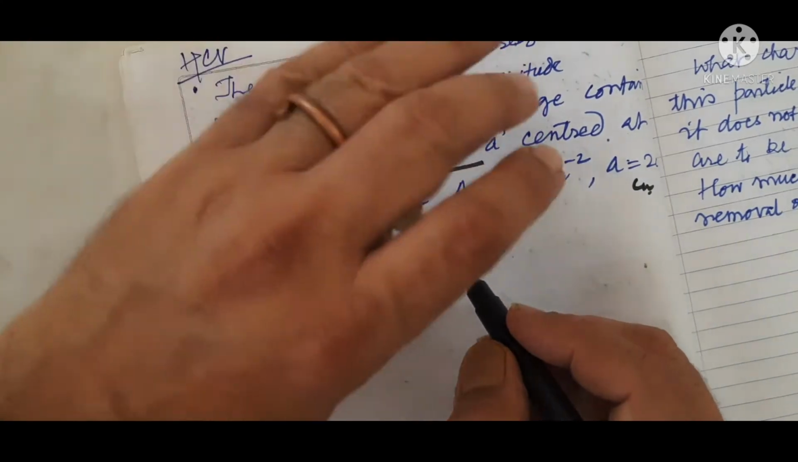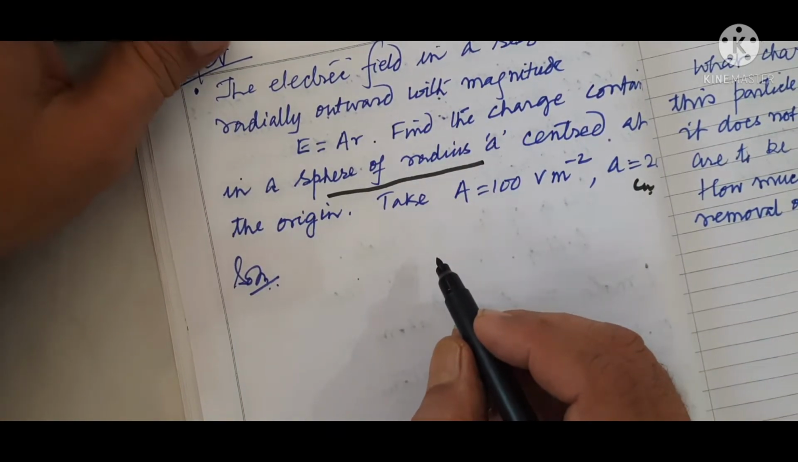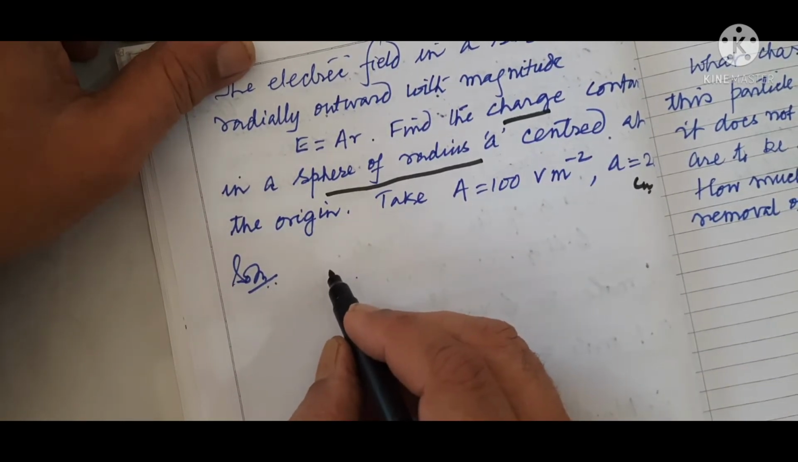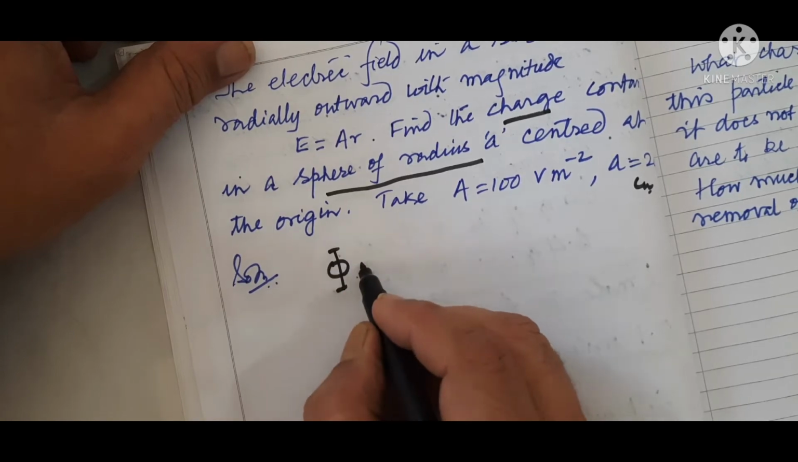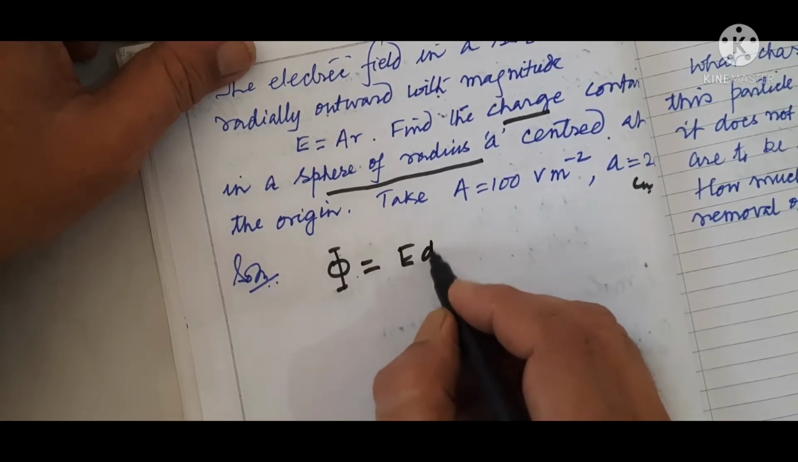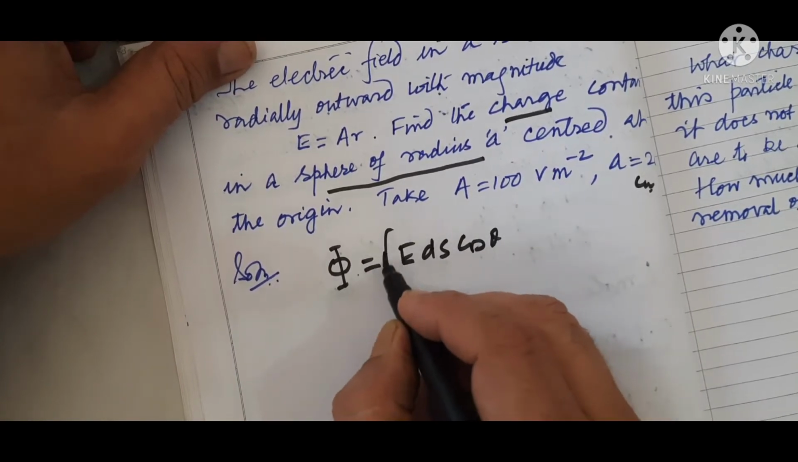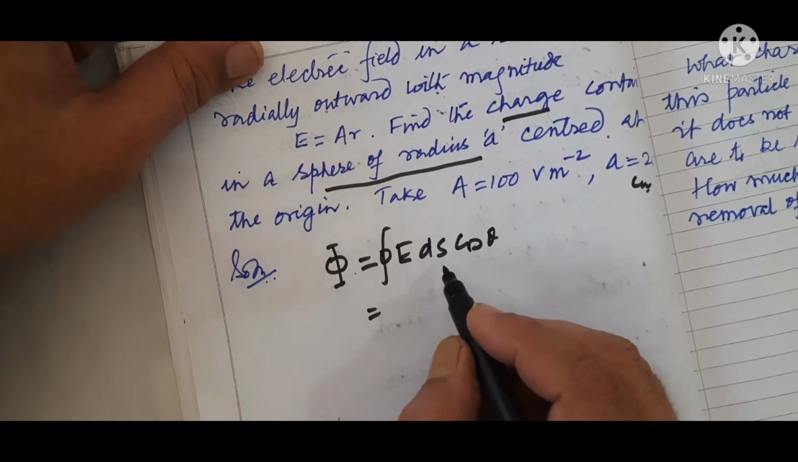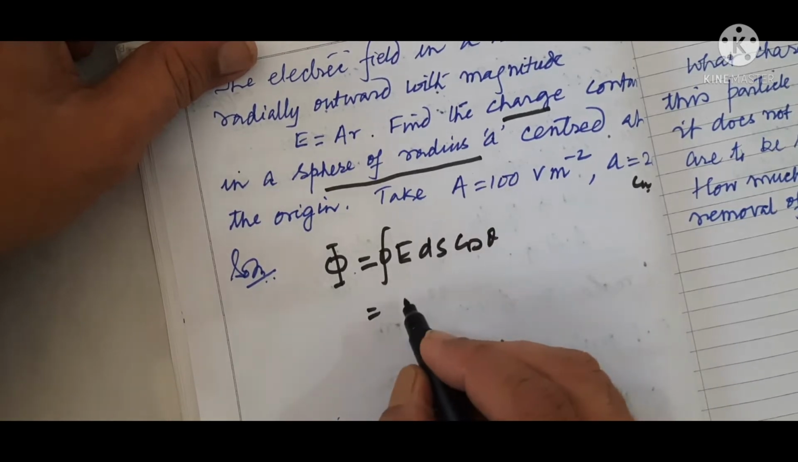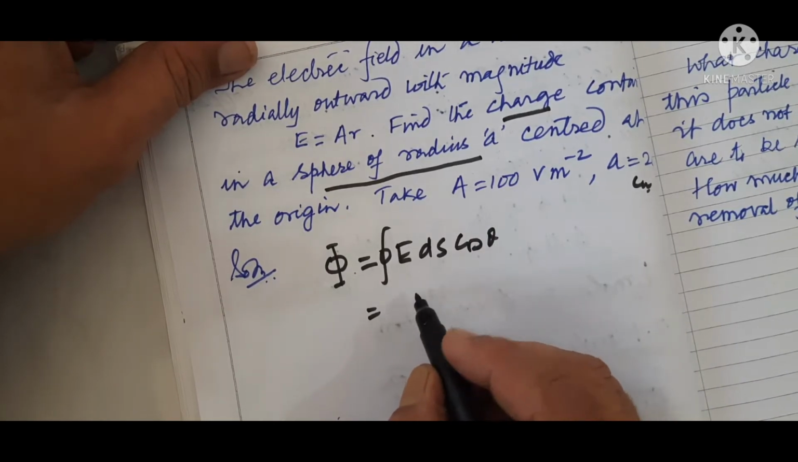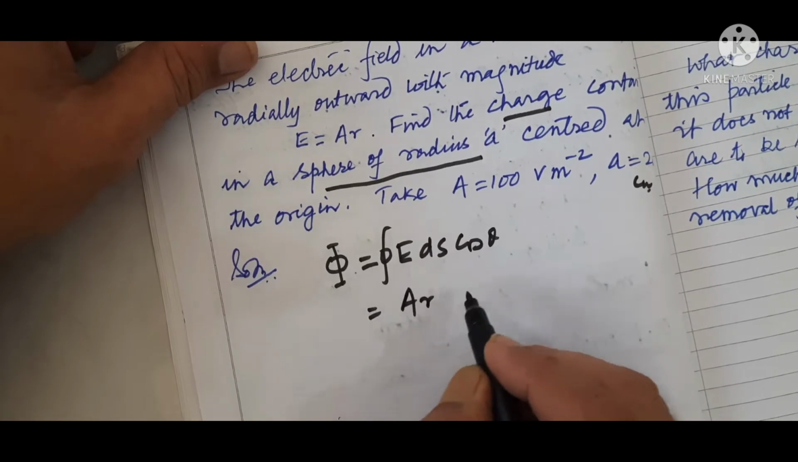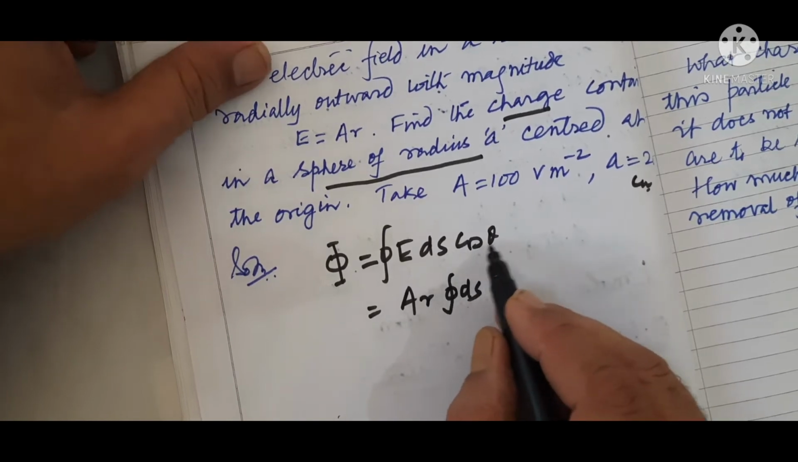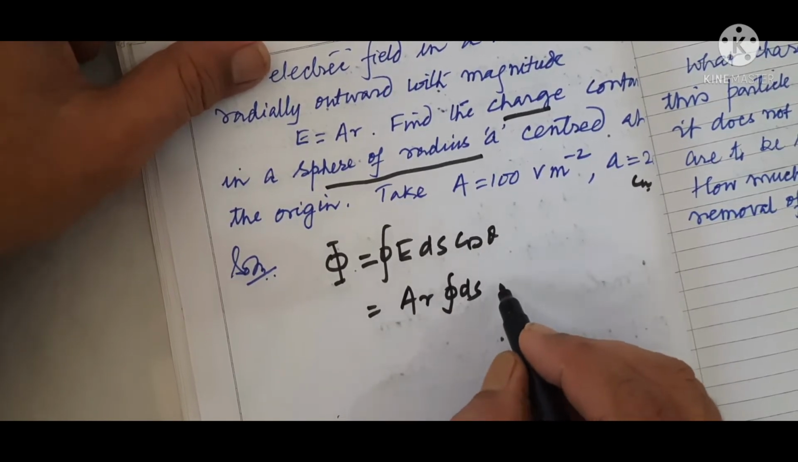So how to find the electric field intensity? How to find the charge? We have to find it out. We are going to use the flux, E ds cos theta. Here the radius is given as a. E is given as A into r, and the integration of ds. Cos theta is equal to 1 because both are in the same direction.